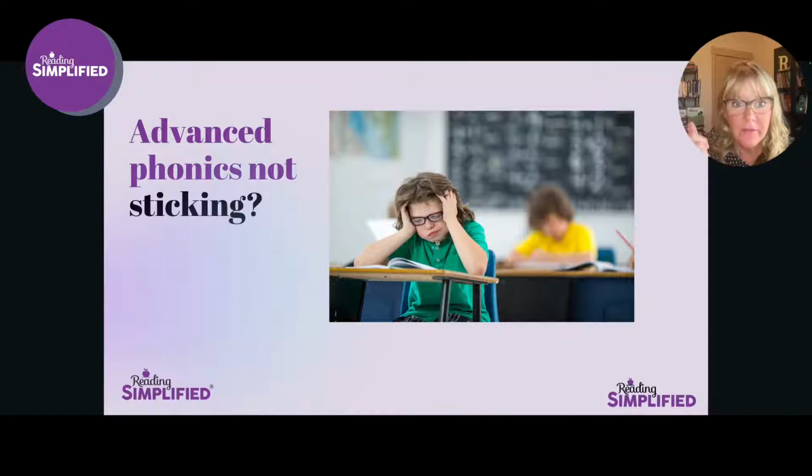So how many of you have students who get frustrated with the long vowels?